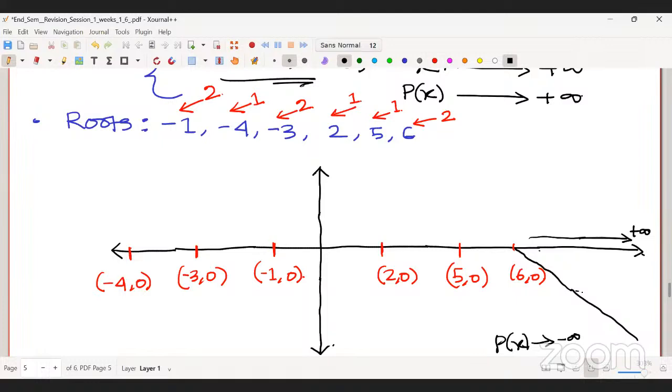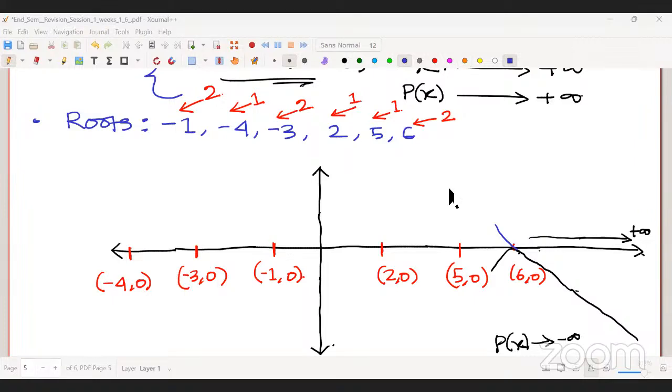So now you have two possible cases. Either this graph can come to this 6, 0, and then it can bounce back, okay? Or one more thing can happen. It can cross this point, and it can go to the above of x-axis. So now you have two possible cases, and this thing is controlled by the multiplicity of the root.